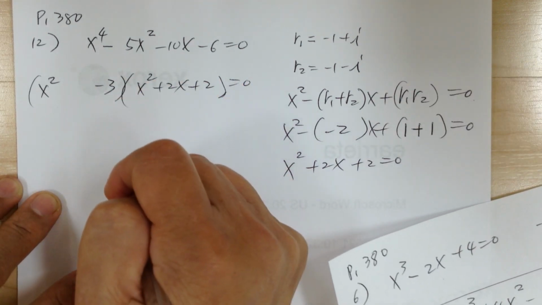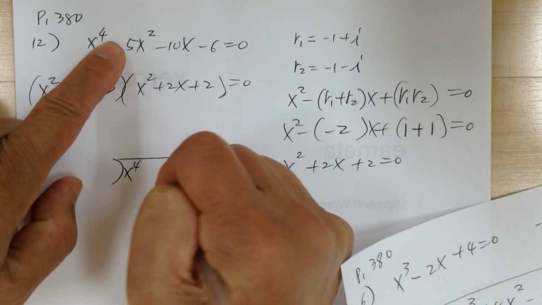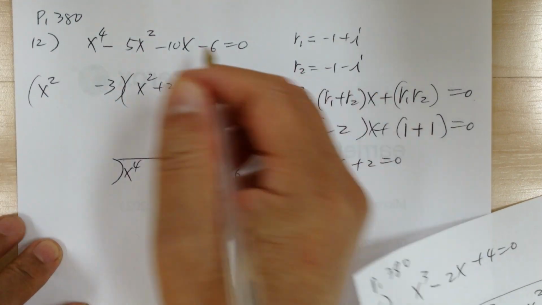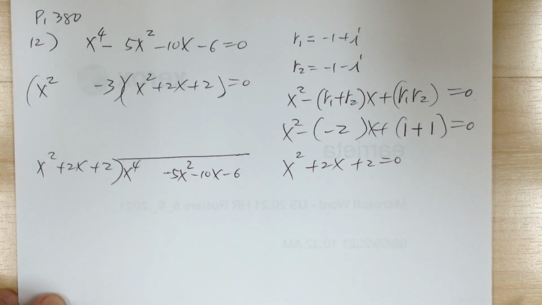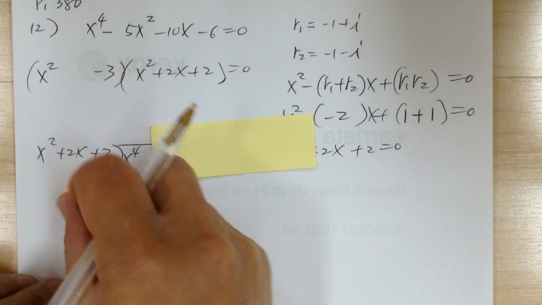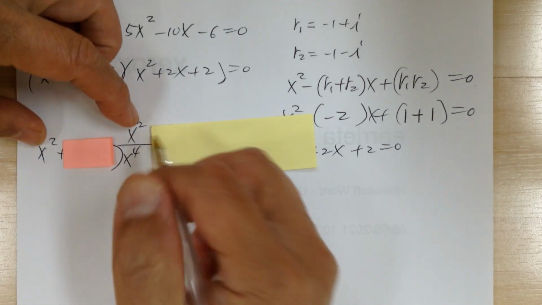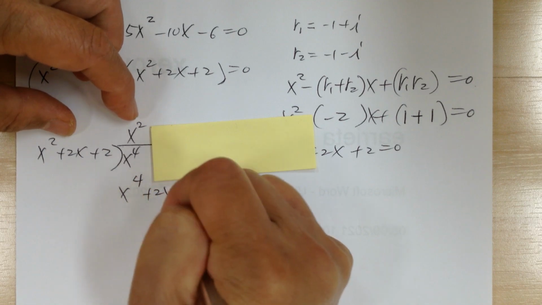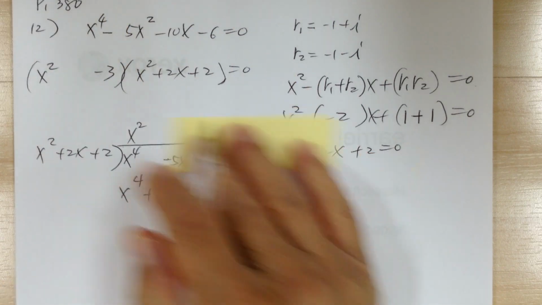So what you need to do is use long division. You got x to the 4, and that's a missing cube term, so minus 5x squared minus 10x minus 6, and you want to divide it by x squared plus 2x plus 2. When you're doing the long division, just focus on the first term. So you need to get x squared. When you distribute, you're going to get x to the 4 plus 2x to the 3 plus 2x squared.